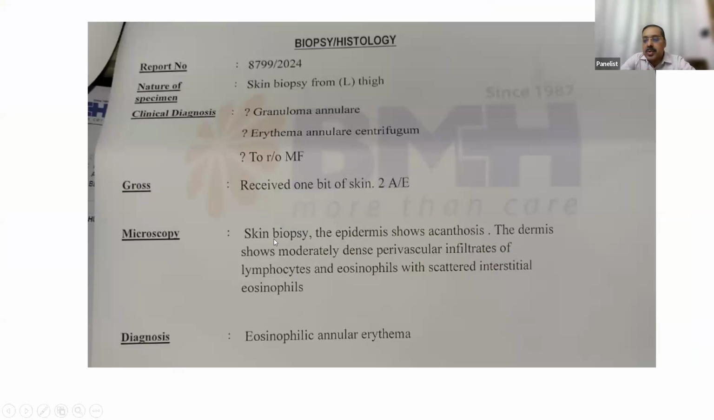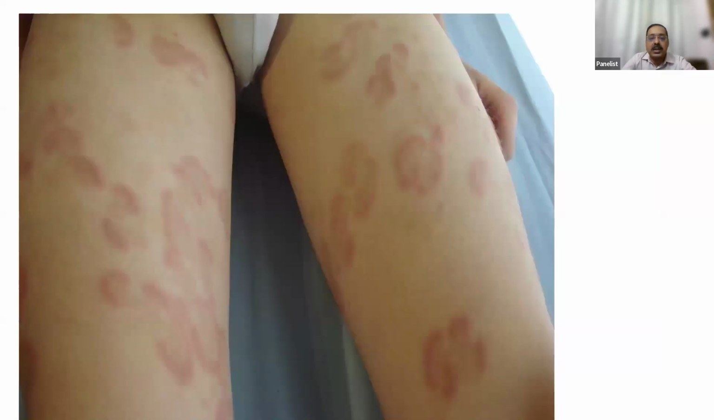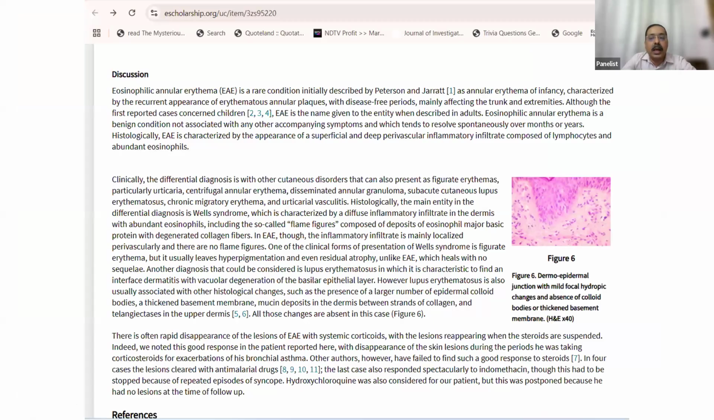The dermis shows a moderately dense perivascular infiltrate of lymphocytes and eosinophils with scattered interstitial eosinophils, which is a very unusual presentation for any lesion. And I got a whole new diagnosis called eosinophilic annular erythema. This was the first time I'm encountering this particular entity. And the back end was done by the pathologist. This is a textbook, a web picture of how eosinophilic annular erythema is seen. Just started reading about it.